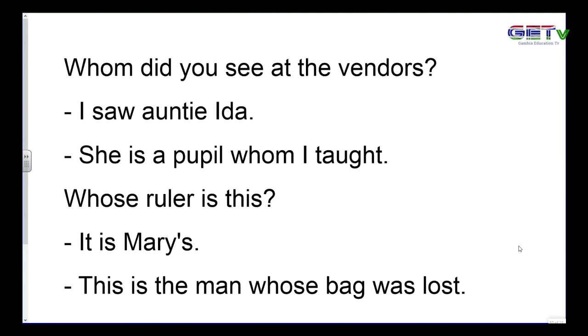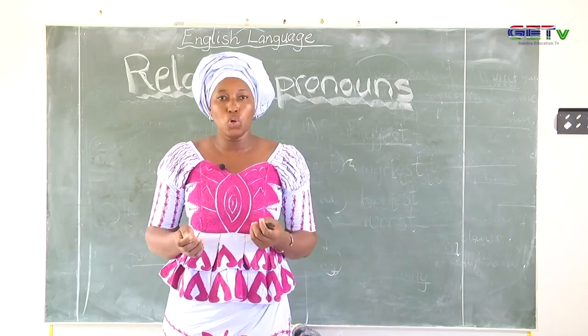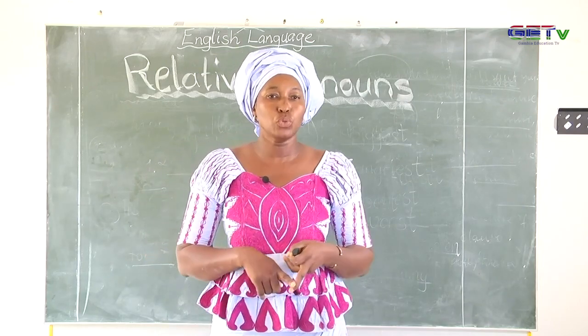And let's move to whose. Somebody may ask, whose ruler is this? And if somebody wants to answer who owns the ruler, the person can say it is Mary's. With whose again, in a sentence form, this is the man whose bag was lost. And that is all for who, whom, and whose.